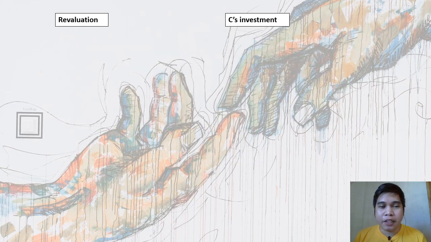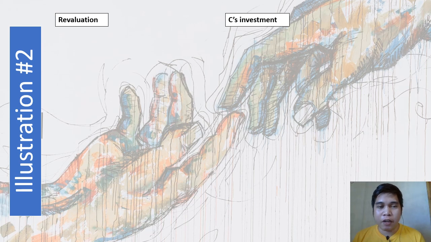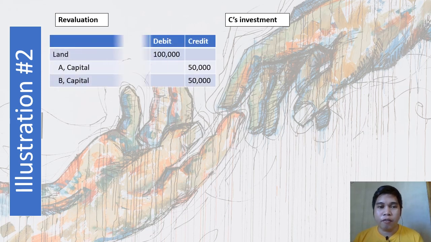Okay, let's prepare a journal entry for the transactions that happened. First, we have the revaluation. Revaluation is given to all partners kasi nga, nirevalue natin yung land which is existing lang yan nung wala pa si C. So therefore, we have to debit land 100,000 pesos, the amount of upward adjustment or upward revaluation. Ibigay natin kay A. So credit A capital, 50,000 pesos. Then credit B capital, 50,000 pesos.